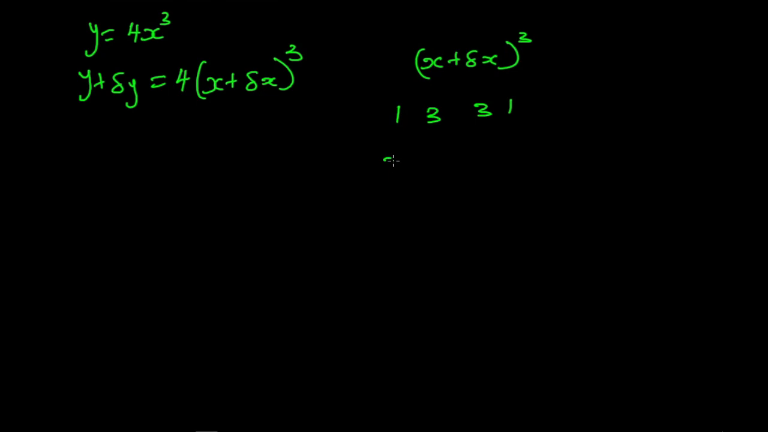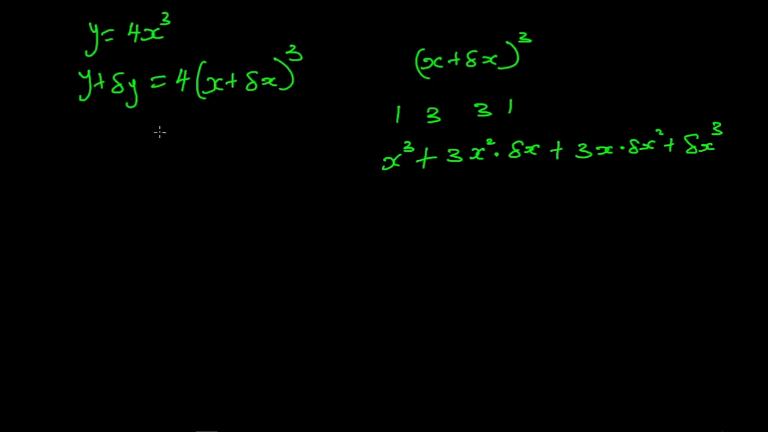So this is going to be x raised to the power of 3, then we are going to have 3x squared delta x plus 3x delta x squared plus delta x cube. We can see that as the index of x is reducing, here we have x cube, here we have x squared, the coefficient of delta x is increasing.